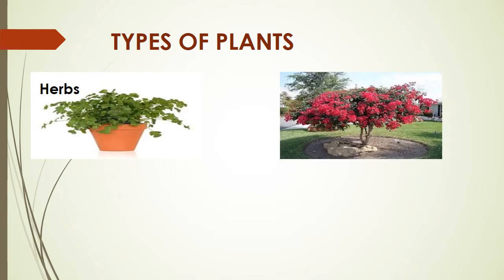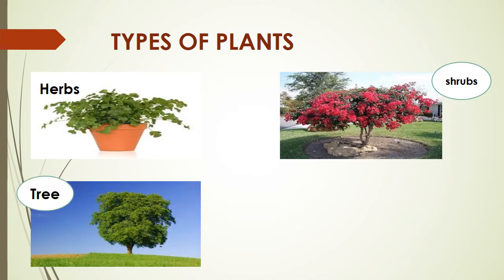Second type of plants are shrubs. These plants are medium size, means the height is medium, and they are bushy and woody type. They have bushy and woody type stem. Like we have rose, sunflower. We have seen the rose flower around us, and sunflower. So these are called shrubs.